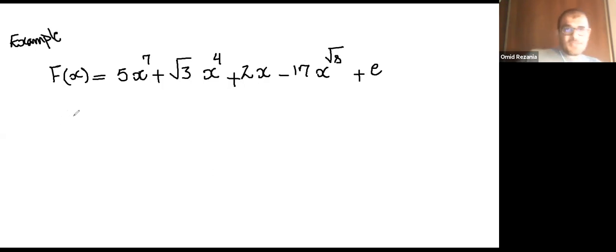Okay, I'm going to ask you the question, guys. Is the function which I have written here a polynomial? If it is, let me know what is the power of that polynomial.